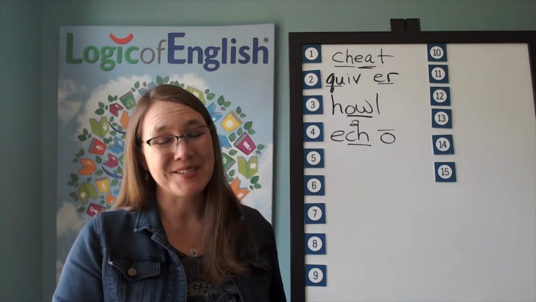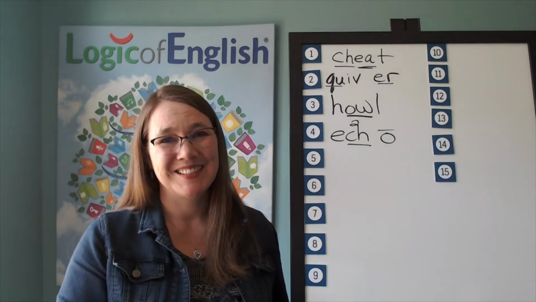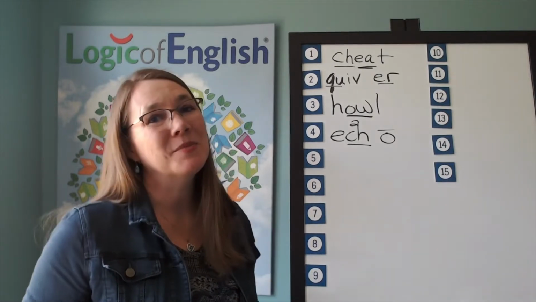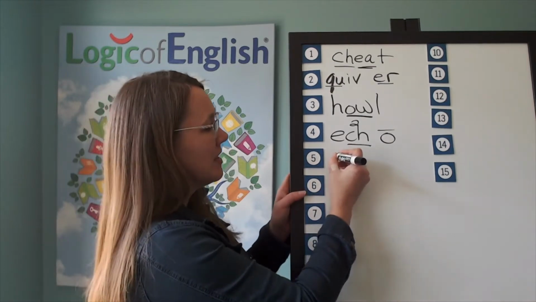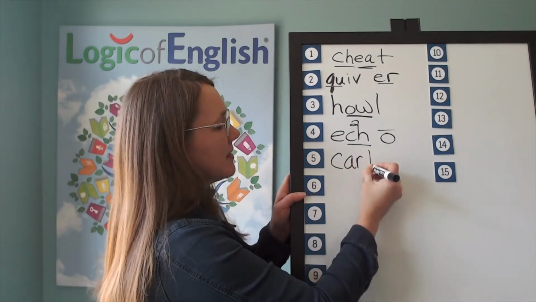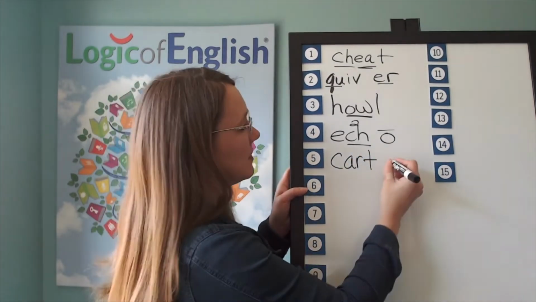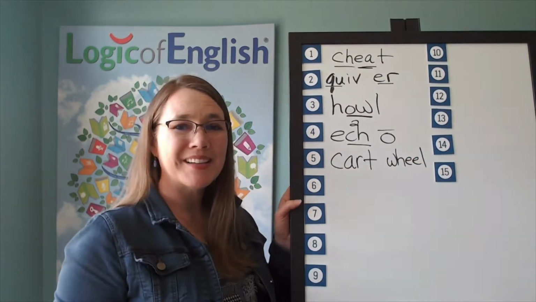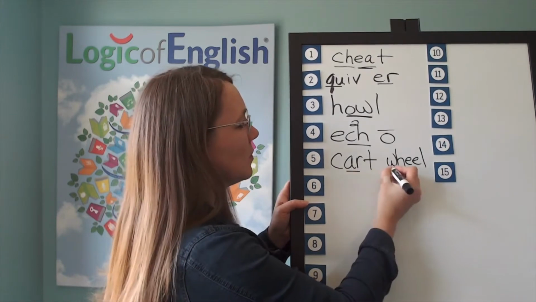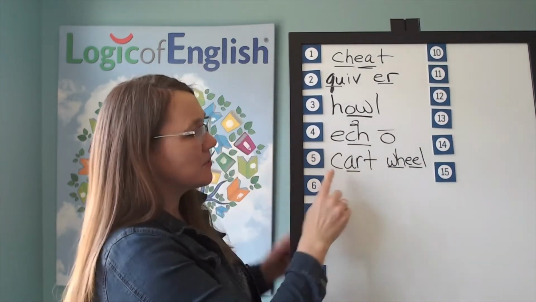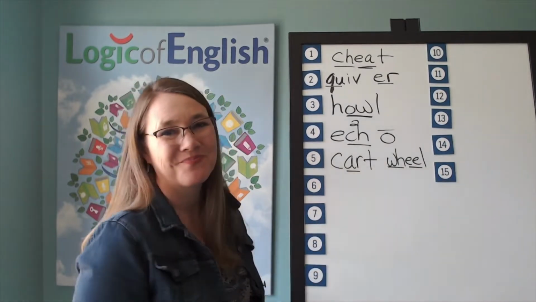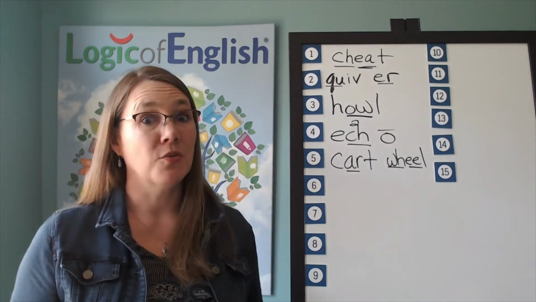Sounding it out as you write it. Excellent. Help me to write it. The first syllable is cart. K. Art. The second syllable is wheel. W. E. O. How will we mark it? We'll underline the R and the W and the E. Let's read it. K. Art. W. E. O. Cartwheel.